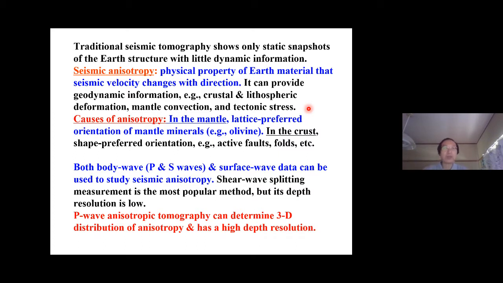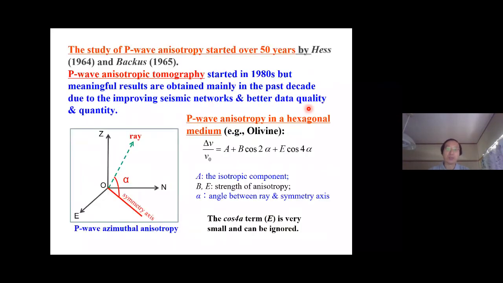The study of P wave anisotropy started over 50 years ago, with two famous papers by Hess and Backus in 1964 and 1965. P wave anisotropic tomography started in the 1980s, but meaningful results have been obtained mainly in the past decade, due to improving seismic networks and better data quality and quantity.